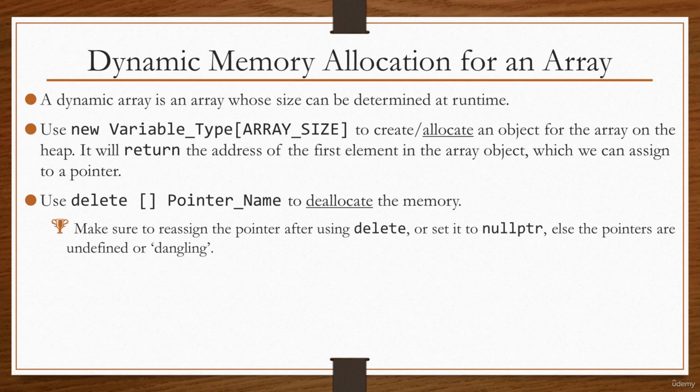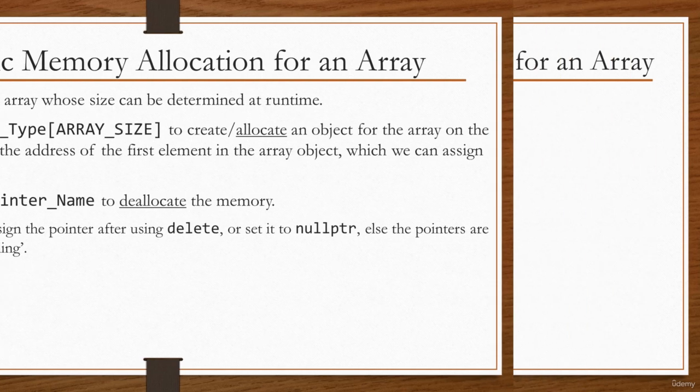Now, to deallocate that memory, you'll use the delete operator followed by the subscript operator, again leaving it empty. So you don't want to add an index or subscript in there. It's just the opening and closing square brackets followed by some pointer name, such as array pointer or my pointer and so on, whatever you call your pointer. And then of course you want to make sure to reassign that pointer or redefine that pointer after this deallocation operation, or set it to null pointer. Otherwise your pointers are undefined or dangling, as I explained in some of the previous lectures.